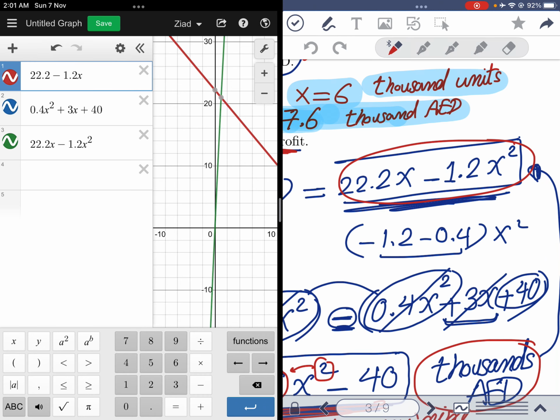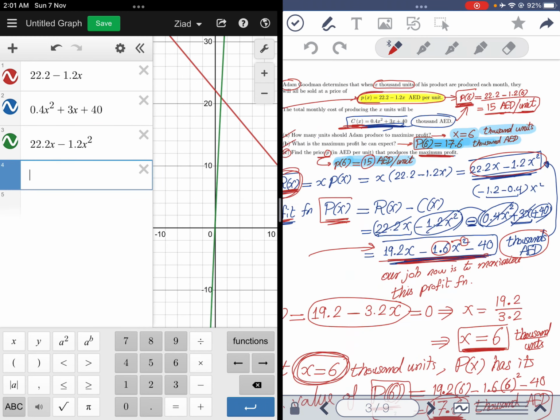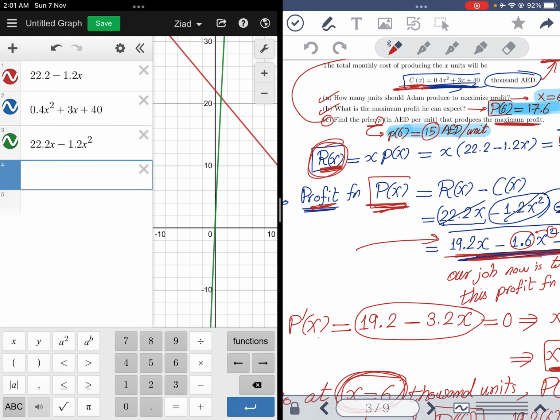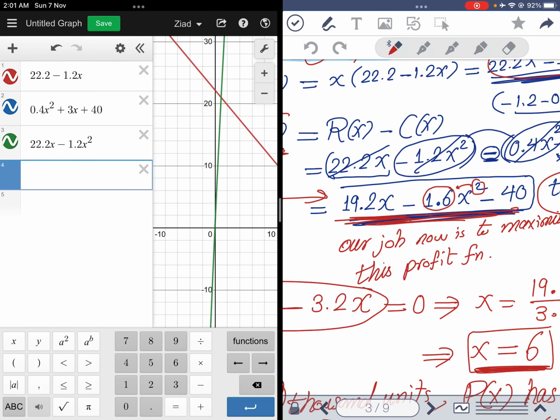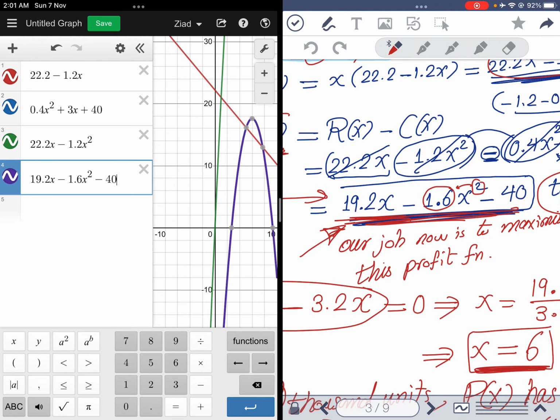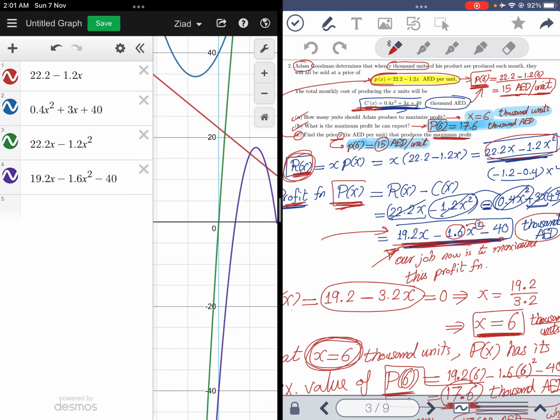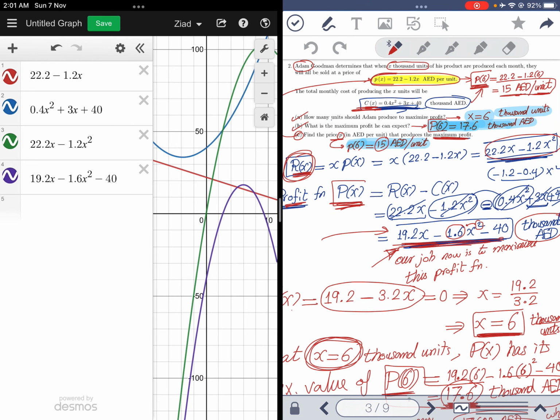Okay, and notice the colors. The price demand red, the cost blue, the revenue green, and now I will add the profit. The profit, we got it here. This is the formula. So 19.2x minus 1.6x squared minus 40. Okay, so I put all of them, but really, which ones are we interested in?